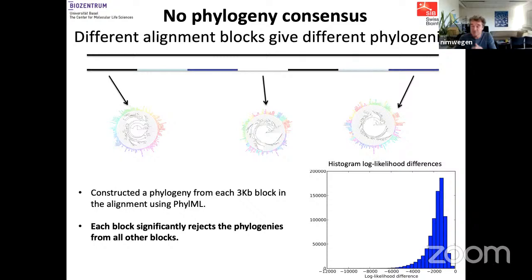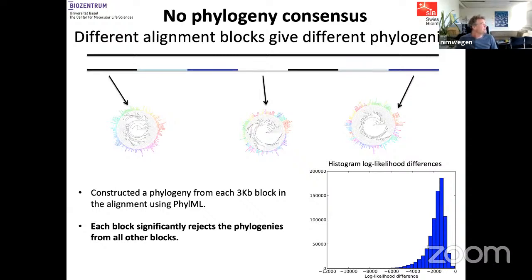And then we construct, using maximum likelihood, a phylogenetic tree for each block. It turns out if you do that, every block has a different phylogeny. But in addition, if you calculate the likelihood of every block's tree on the alignment chunk of every other block, they all basically confidently reject each other. So this is the histogram of likelihood differences between the likelihood of the preferred tree versus the tree from any of the other blocks for each of the blocks. All right, so it basically says every block thinks that it has a different phylogeny.